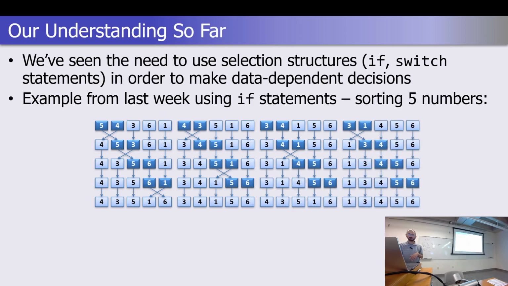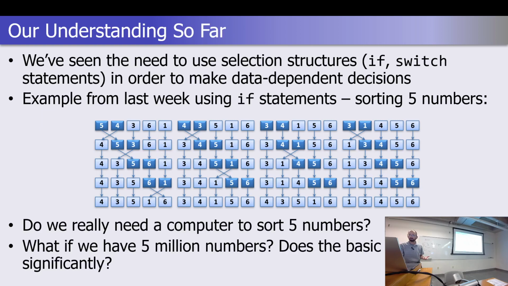This is how we sorted those 5 values. And the code worked. I think we saw the limitation of that code as well, even though the code itself worked. First off, do we really need a computer to sort 5 numbers? Do we really need to write a program in practice to sort 5 numbers? What if instead we have 5 million numbers and not 5 numbers? Does the basic task change significantly? In terms of the task, the answer is no. In terms of the program we wrote last week with our if statements, the answer is yes.